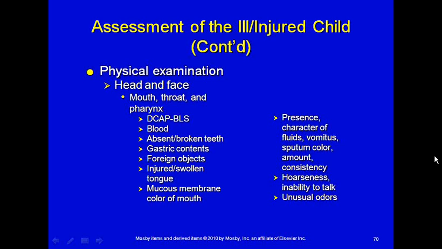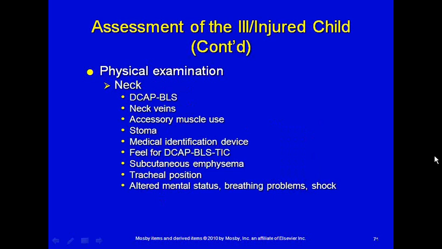Hoarseness or the inability to talk might be an indicator of upper airway obstruction or something like an epiglottitis, and any unusual odors. Checking the neck for jugular vein distension, accessory muscle use. Do they have a stoma? Are they wearing a medic alert? Feel for BTLS. Subcutaneous emphysema in situations where you have perhaps trauma to the trachea, traumatic asphyxiation, overzealous bagging and high airway pressures, causing a pneumomediastinum, which will cause subcutaneous emphysema in the neck.